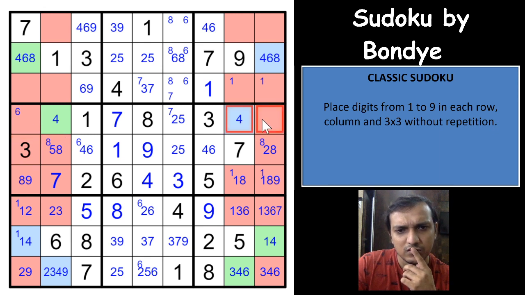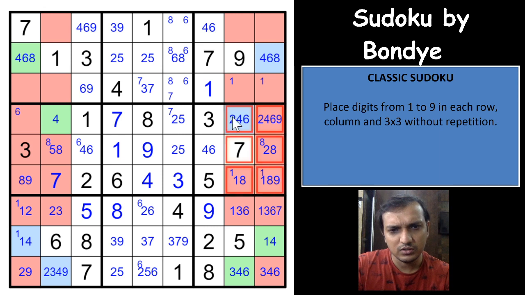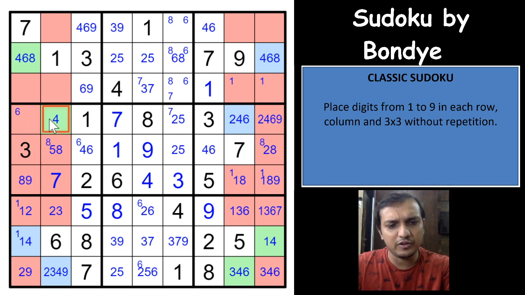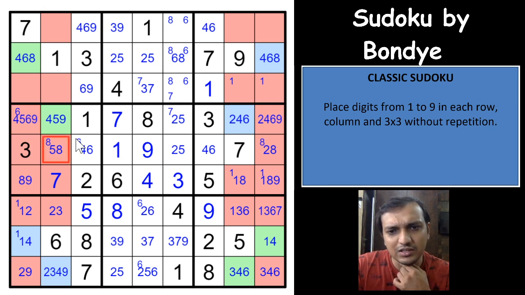375, 81, 2694, 2469, right? 9 here, so 246 and 2469, nothing here. 1 2 3 4 5 6 8 9, 8 4 5 6 9, 6 4 5 9, and here it would have to be 4 5 6 and 9. Okay, nothing here as well.